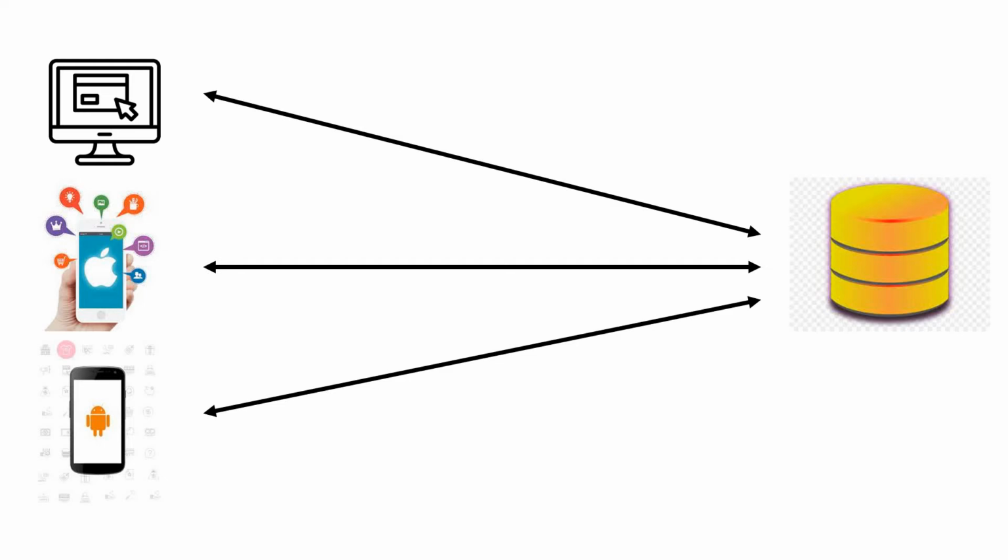So the website is going to communicate with the same database. The iOS application is also going to communicate with the same database and the Android application is also going to communicate with the same database. But if all these three applications are interacting with the database directly, then we will have to face some problems. And what are those problems? Let's understand one by one.